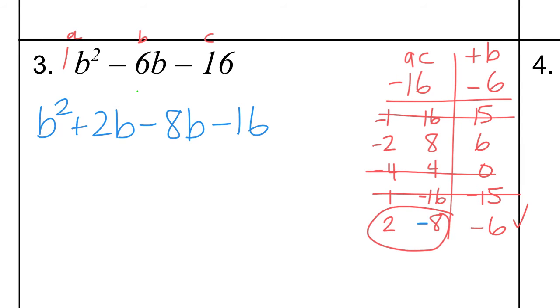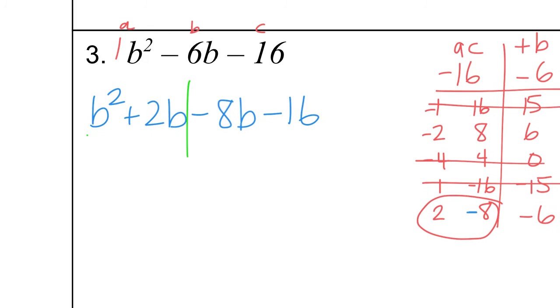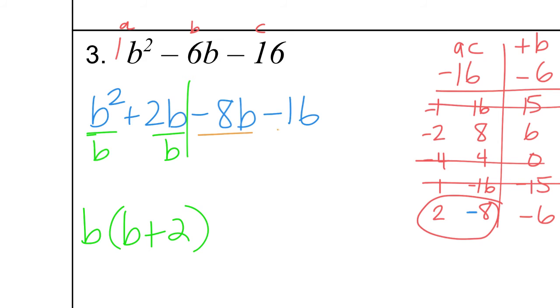So if I split this down the middle, the first 2 terms both have a b in common. And then we say what happens when we divide. So that would be b plus 2. Now for the second 2 terms, they're both divisible by 8, but also notice that they're both negative. So I can divide by negative 8. So we're going to put a minus 8 here. Negative divided by a negative makes this a positive b. And a negative divided by a negative makes that a positive 2.